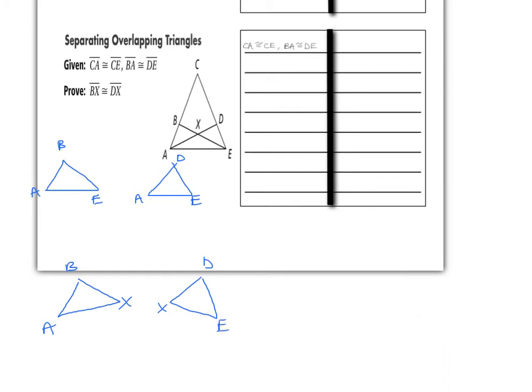Now, in the given, it says CA is congruent to CE, and it says that BA is congruent to DE. So I'm going to mark this on here. BA is congruent to DE, and essentially I've got BA here and DE here as well. Those are in my given.